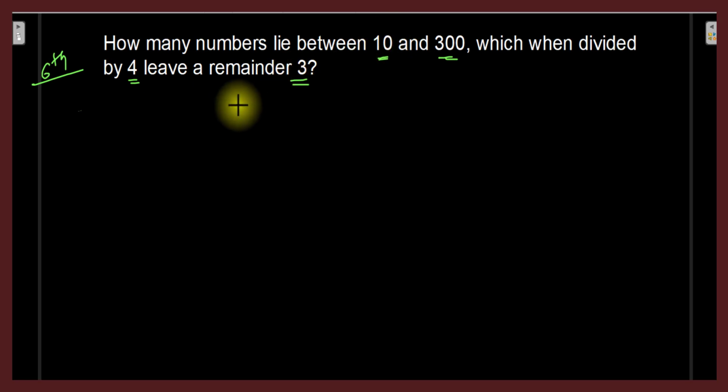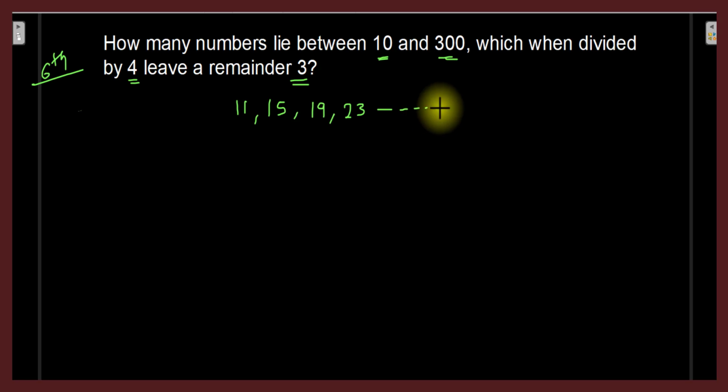So here the first number will be 11, of course. If 11 is divided by 4, the remainder will be 3. Then the second number will be 15. If 15 is divided by 4, the remainder will be 3. The next number will be 19. If 19 is divided by 4, 4 fours are 16, the remainder will be 3. The next number will be 23, and if 23 is divided by 4, the remainder will be 3.